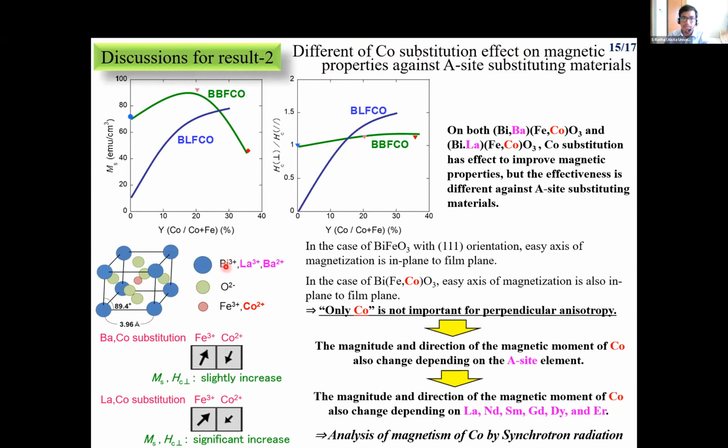You can see when we substituted barium, the enhancement is not so remarkable. But when we substituted lanthanum, it is enhancing so nicely. That means we can say cobalt alone is not important. Cobalt along with A-site lanthanoids is really important to enhance the magnetic property. This discussion is almost equal to the previous discussion that we are going to get by synchrotron radiation. Maybe next year we'll do it.